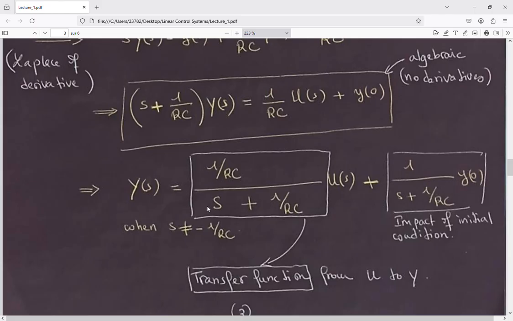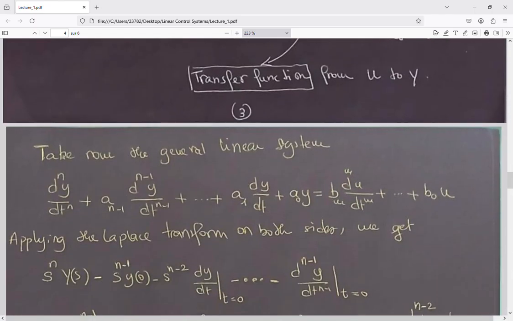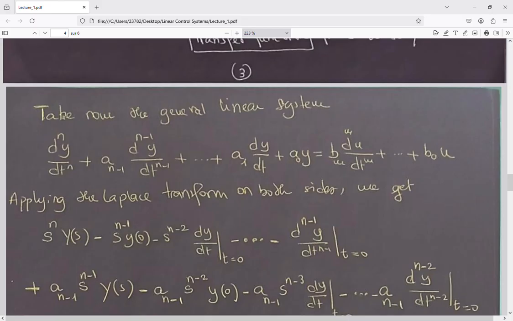Okay, so you don't have any more derivatives of the signals of interest. So you don't have a dy over dt and du over dt. We don't have this. You just have constants, polynomials in s, and my signals u and y. Okay, so now we can go back to the general expression of a linear system.